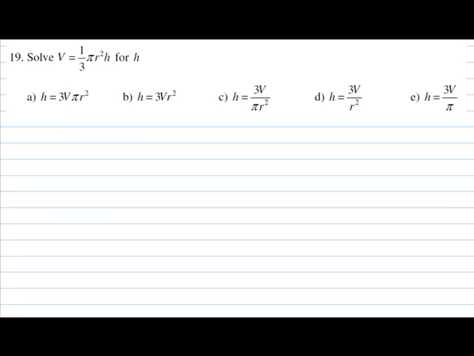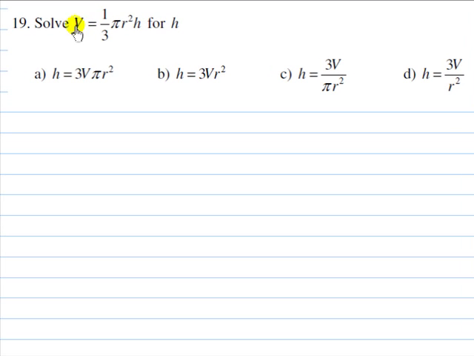Number 19. We want to solve this equation for h. Remember, solve for something, in this case for h, means we want to isolate this h. We want to have this h alone. So let's first rewrite the equation.